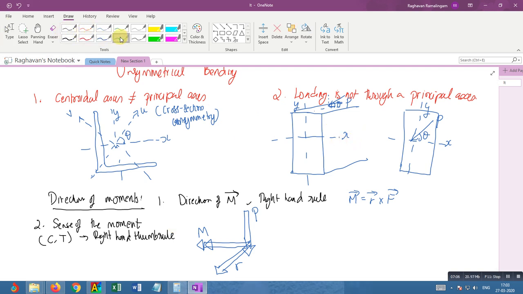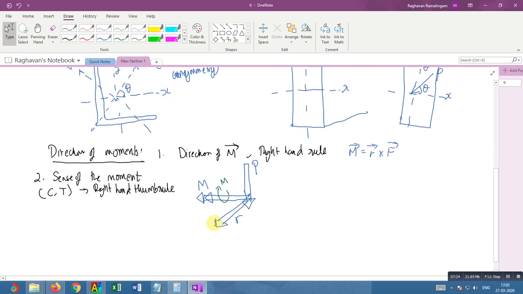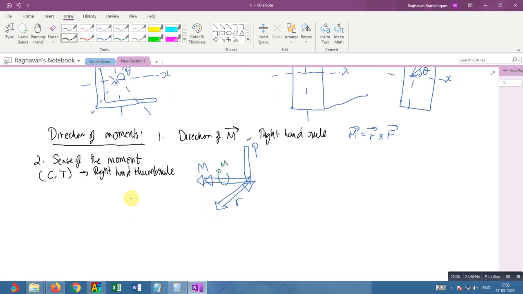If you just make a fist in your right hand, project your thumb outward in the direction of the moment arrow marks, and then the curl of your fingers will give you which way the moment acts. Okay, so this is the thing that you need to know.